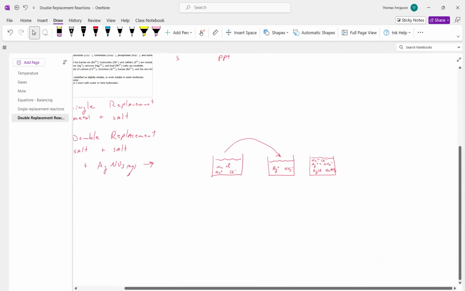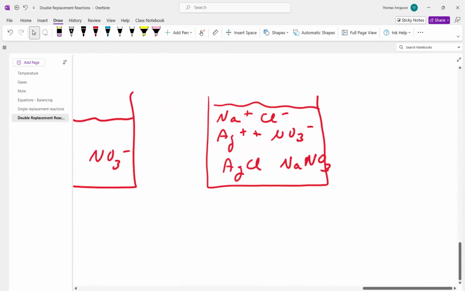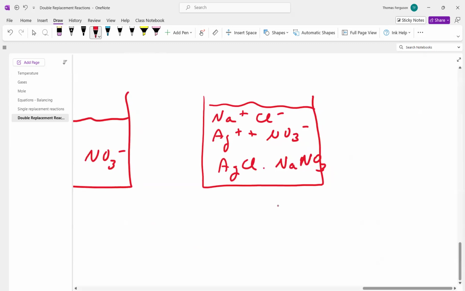All right, so that means that silver chloride is going to be solid. The sodium nitrate is going to remain aqueous. White square, aqueous, black square, solid. Now it could be solid, liquid, or gas too, by the way, but most of the time it's going to be a solid. Okay, so how would we write that in the equation?